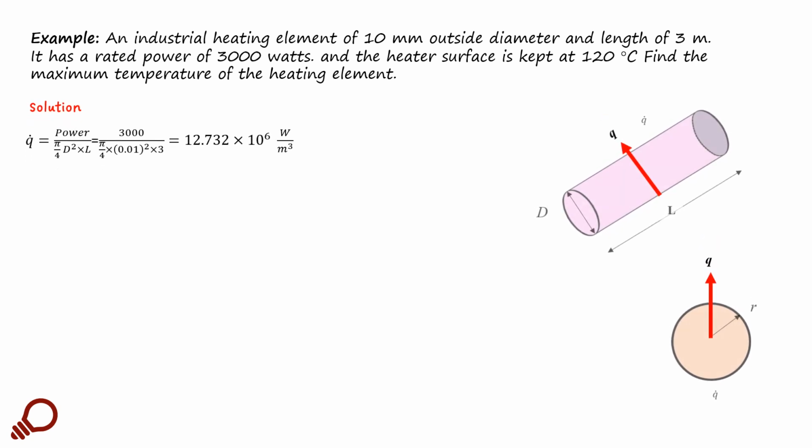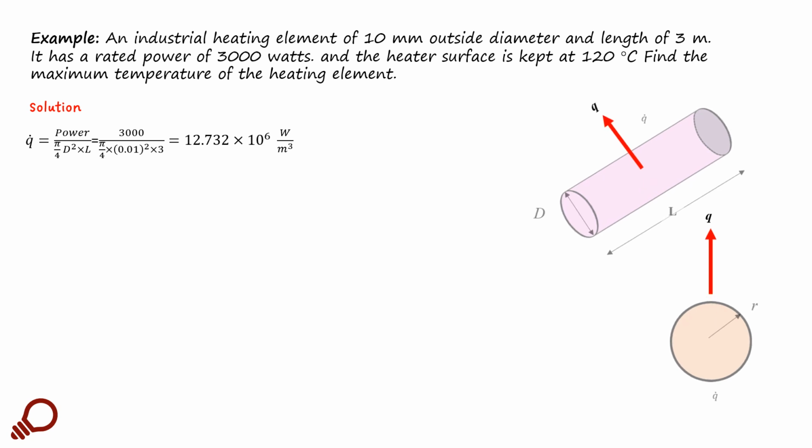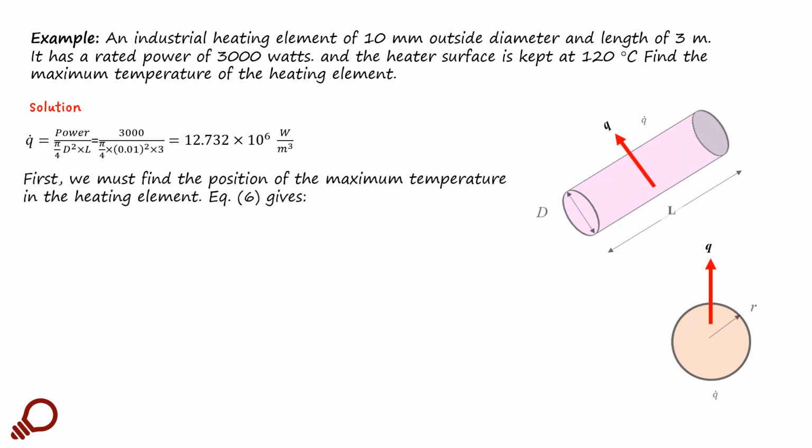The general form of Q dot, which represents the heat generation per unit volume, is power divided by the volume of the heating element. And that could be substituted to get 12.732 times 10 to power 6 watt per cubic meter, where the diameter is 10 millimeters and the length is 3 meters, and then we get the final value of Q dot, which represents the heat generation per unit volume. First, of course, we have to know the position of the maximum temperature.